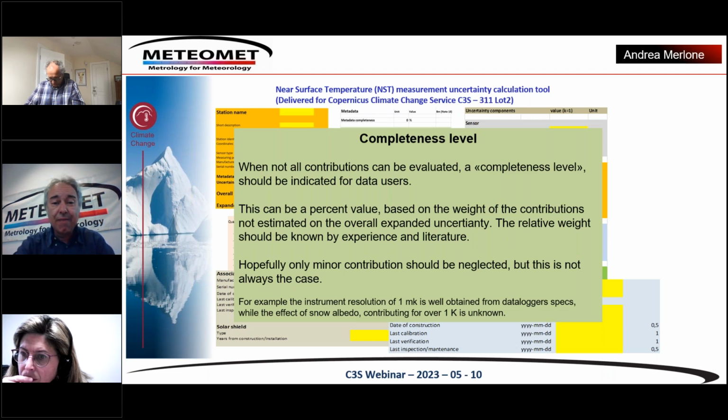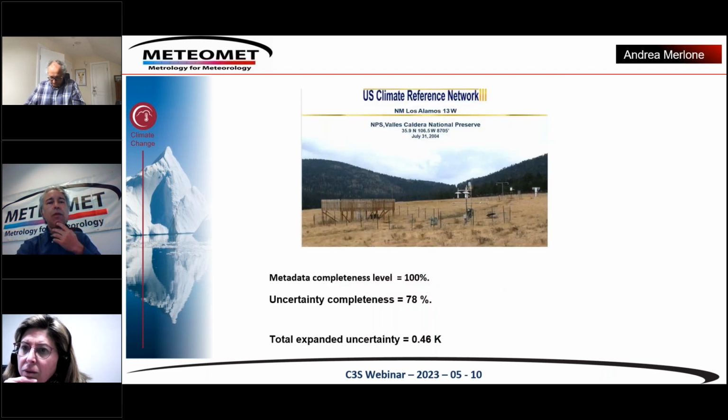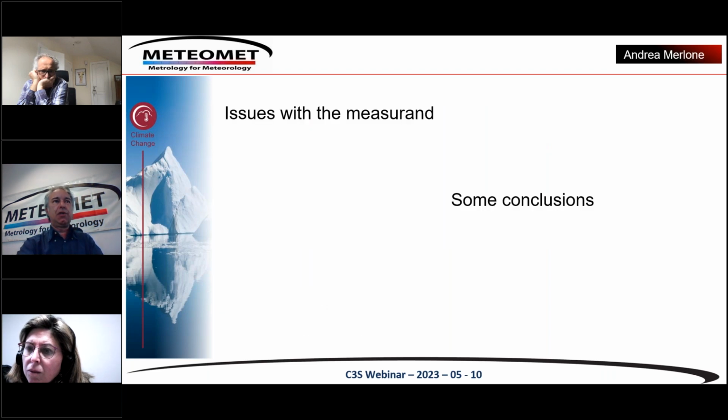But at least we start to focus all of them and say, I know this within this limit. And we started to test this on a real case, which is the United States Climate Reference Network, USCRN. And we discovered that this is a very good example where the available data is almost 100% complete. We can start to put together the pieces and reach an uncertainty of 0.4, half of a degree. That's good.